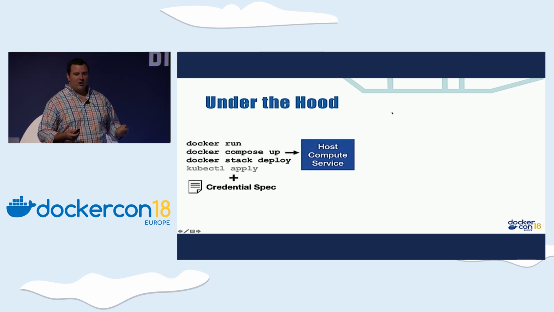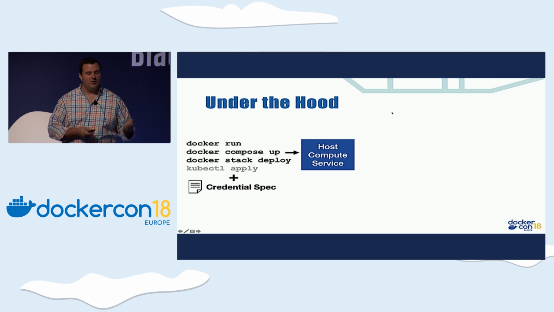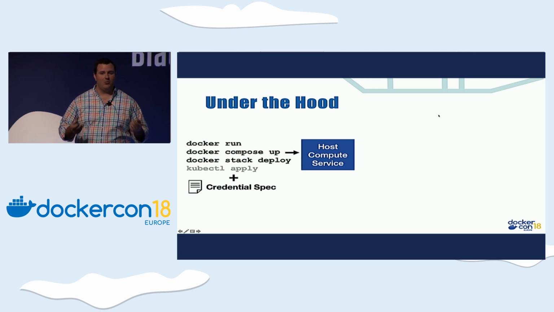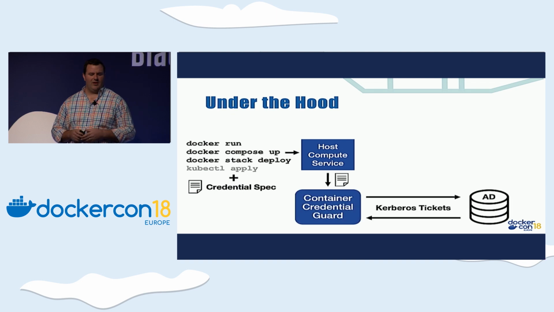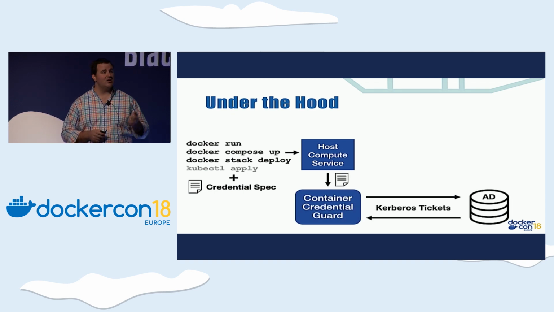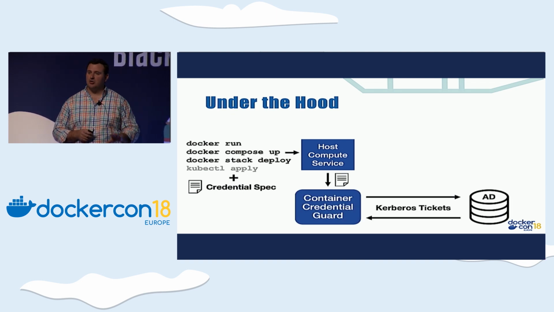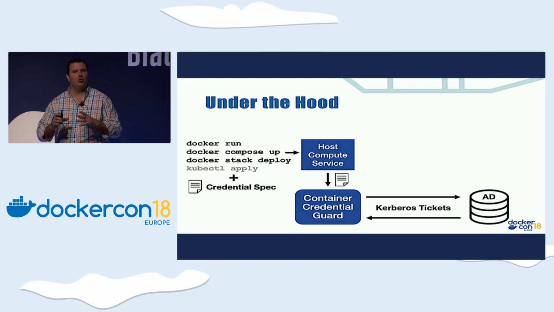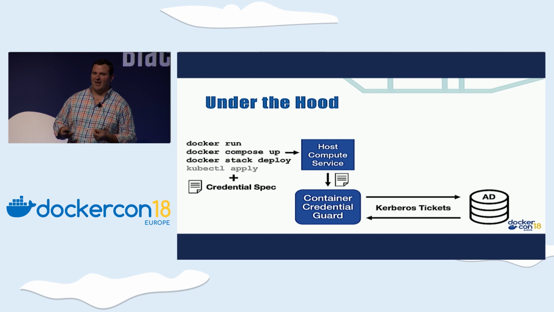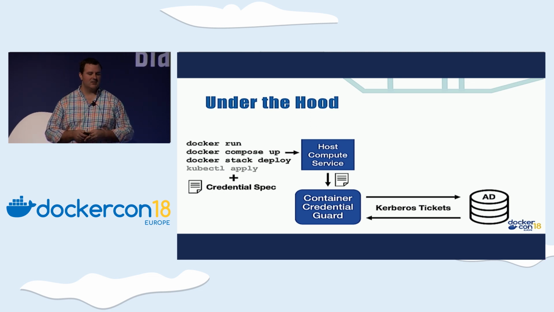So when we say Docker run, the client is talking to the host compute service within Windows, or HCS. HCS is an API that wraps lots of low-level pieces of the Windows kernel and allows us to create containers. But it does something a little bit different when we have a credential spec. We pass that JSON data down to the container credential guard, which is what is responsible for talking with Active Directory, generating and refreshing those Kerberos tickets. Credential guard is essentially a small vault, kind of a secure area of the Windows kernel that's dealing with high trust scenarios with these Kerberos tickets.